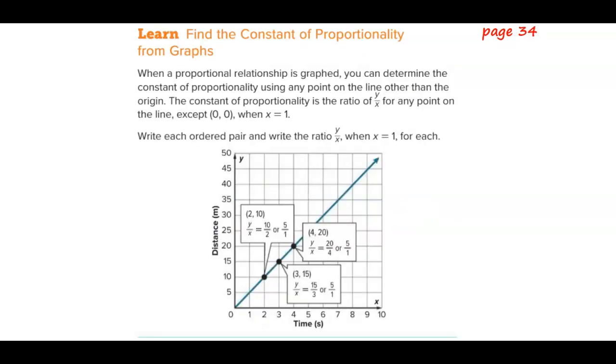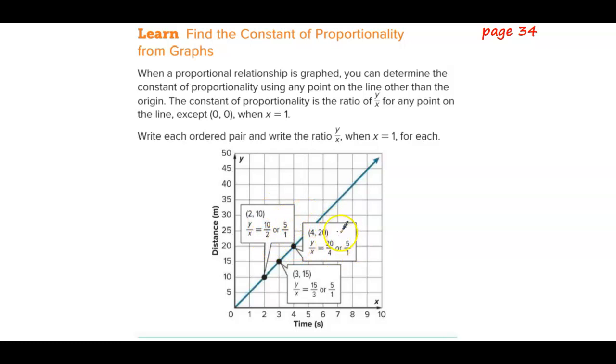Now, the second part of this 1-4 section is I'm going to ask you to find the constant of proportionality. So remember I said I'd ask you two questions. Is it proportional? And if it is, what's the constant of proportionality? This little diagram here shows you that you can pick any single point on the line and use it to find the constant of proportionality.